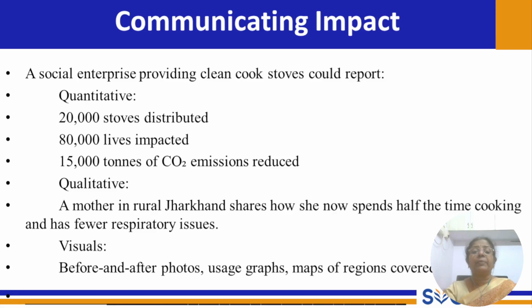So, communicating impact. A social enterprise providing clean cook stoves could report quantitatively: 20,000 stoves distributed, 80,000 lives impacted, 15,000 tons of CO2 emissions reduced. This is quantitative. Qualitative: a mother in rural area shares how she now spends half the time cooking and has fewer respiratory issues. Visuals: before and after photos, usage graphs, maps of region covered. All these can be used to communicate the impact the project has created.